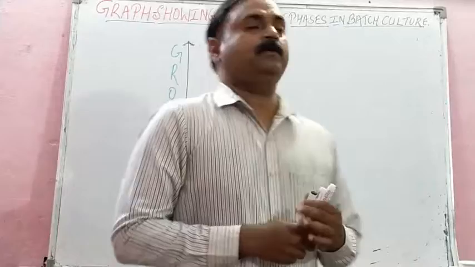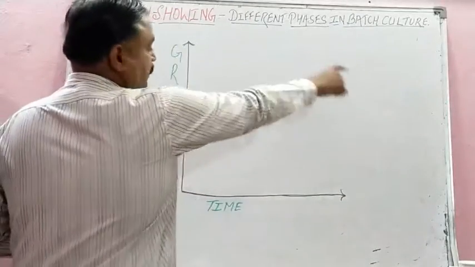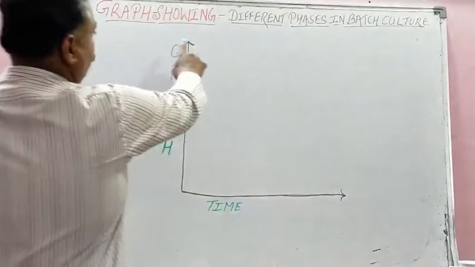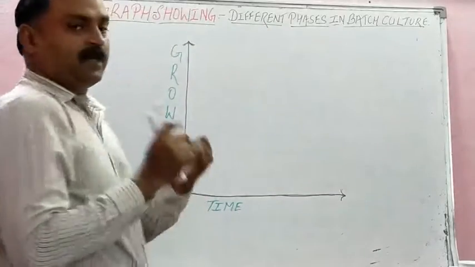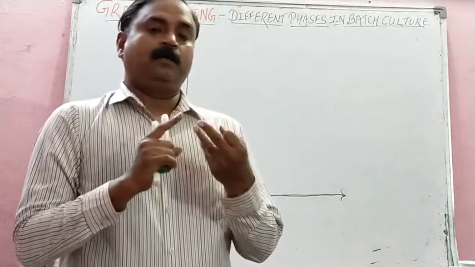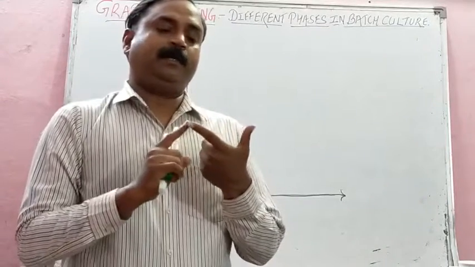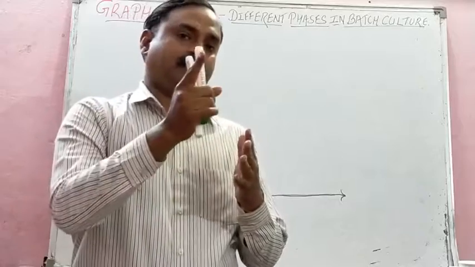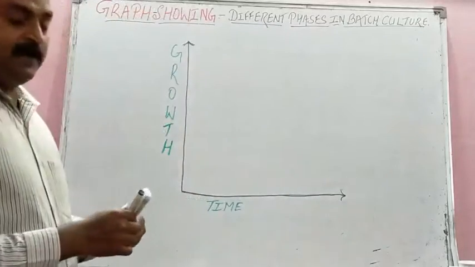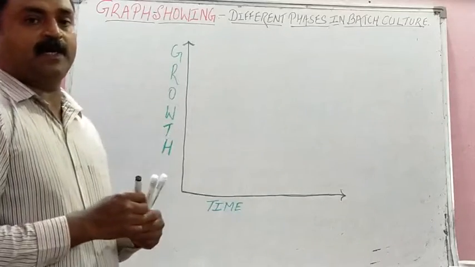Student, we are studying now the different phases in batch culture in the form of a graph. Graph showing different phases in batch culture. There are four phases. First one lag, then log, then stationary and death phase. Four phases are there, isn't it? Now one by one I will explain these four phases in the graph.